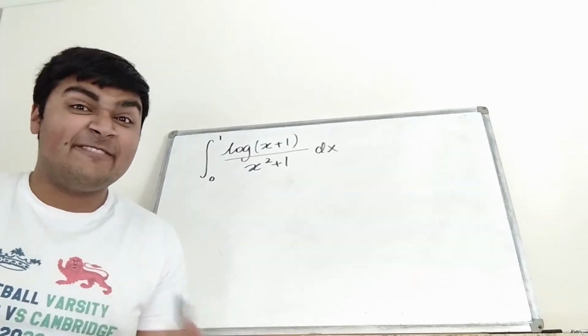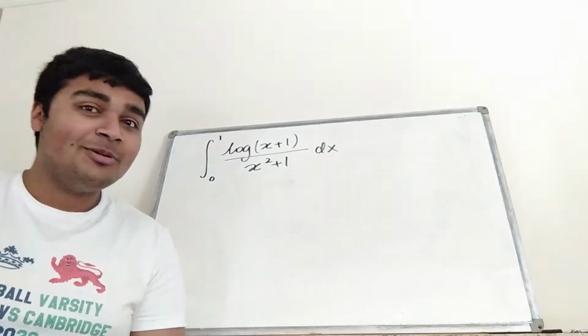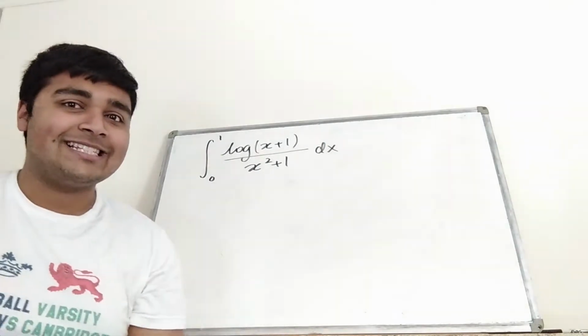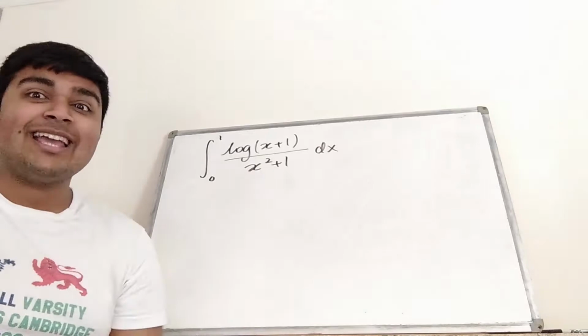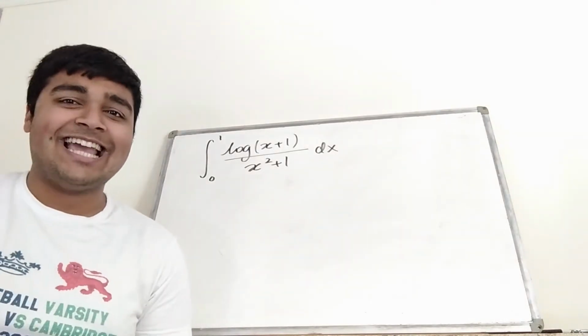I'm going to be evaluating a fun integral. It's sort of a classic problem, but yeah, this is the one I'm going to be tackling today. It's the integral from 0 to 1 of log(x + 1) divided by x squared plus 1 dx.